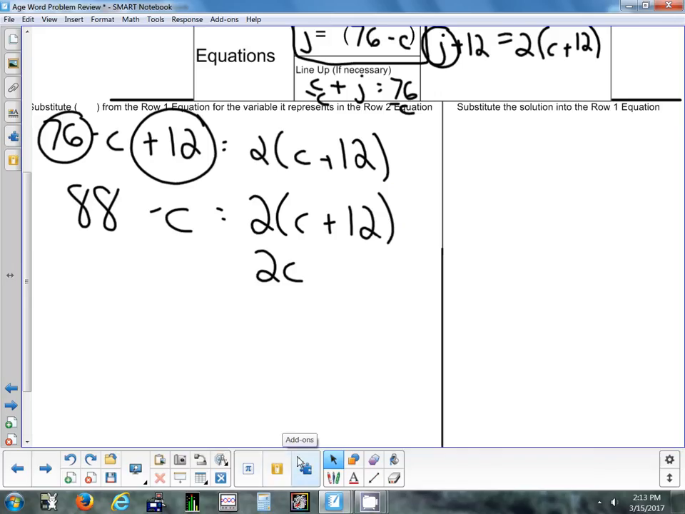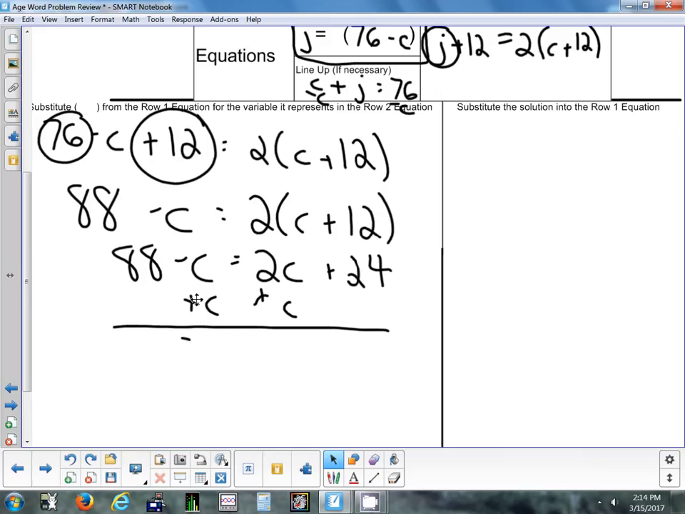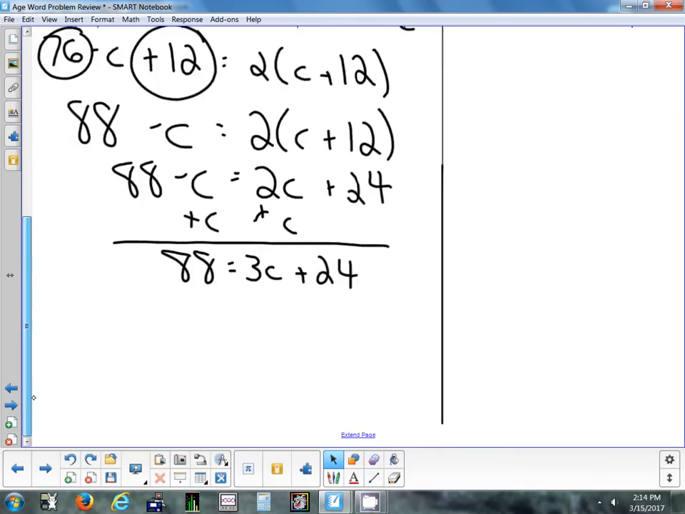And I'm going to do positive 2 times a positive 12. Gives me a positive 24. Everything else comes down. Kyle, now what? I added C, right? We talked about this earlier, I want to move the smaller one. Negative C is smaller than positive 2C. Add C, and I add C to the 2C, bring my 88 down, equals 3C plus 24. 2 more steps, and I'm done.